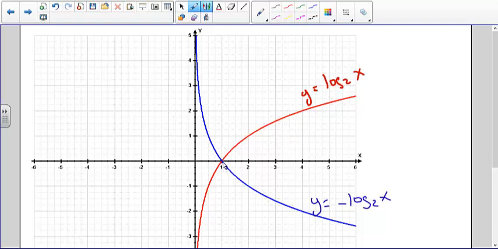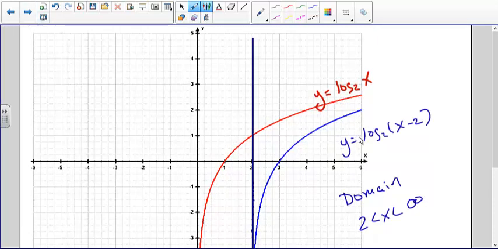At x equals 1, doesn't matter. You're going to have the intersection at 1. And so that's an example of the x-axis reflection due to the negative sign. Now, here is the case where you have a horizontal shift. So this, again, is my parent function, the red curve.